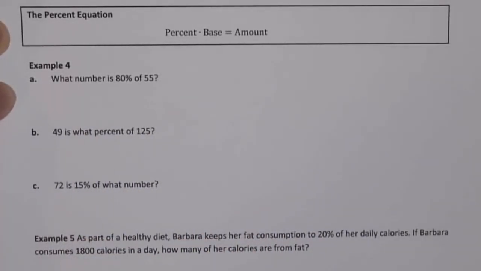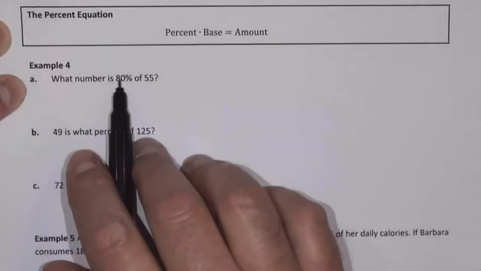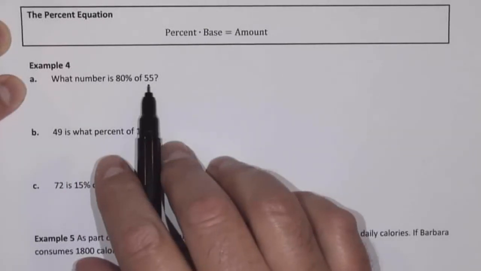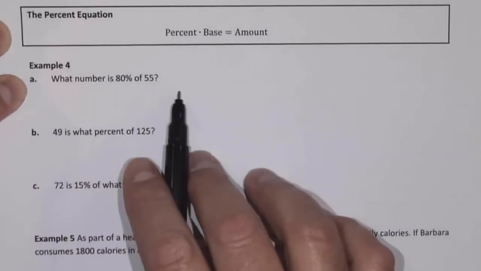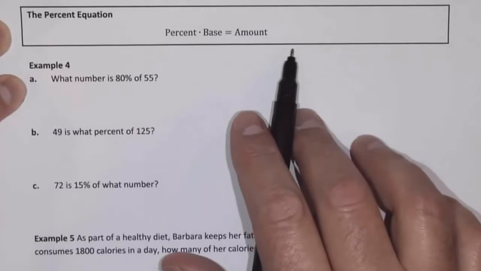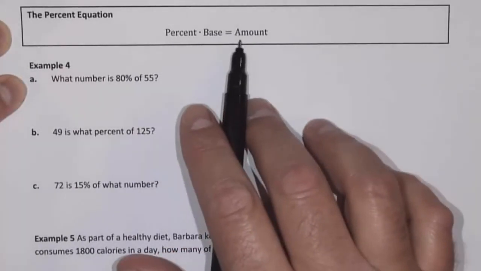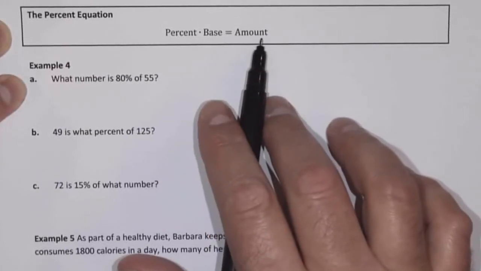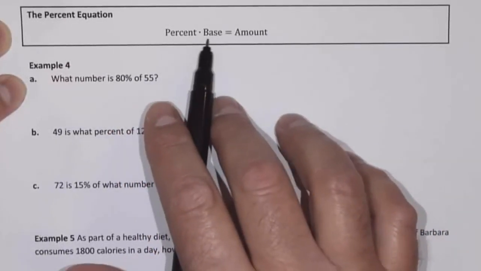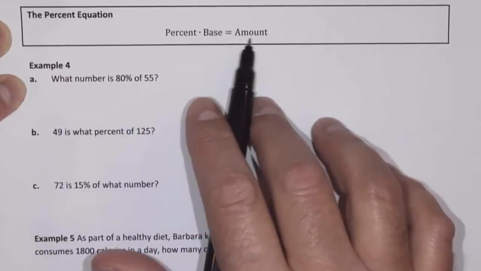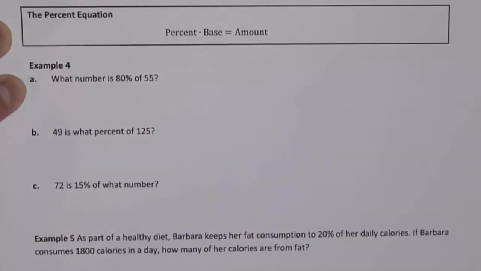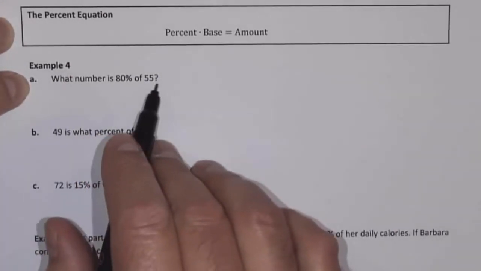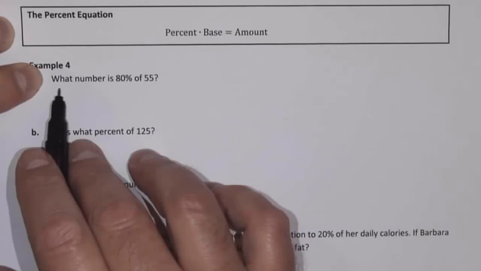So example 4. You've undoubtedly seen these kinds of problems before in your academic experience, so this is really just a purpose for a quick review. What number is 80% of 55? This is a problem that we're going to solve by using the percent equation. The amount means the part out of 100, and that's going to equal the percent times the base.